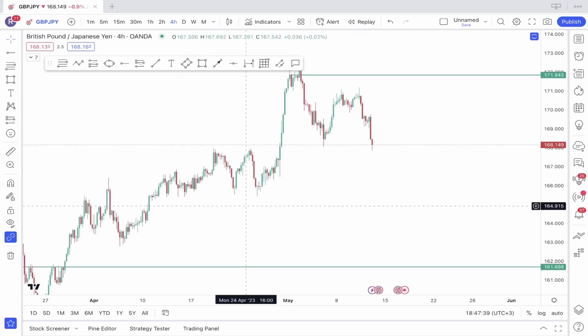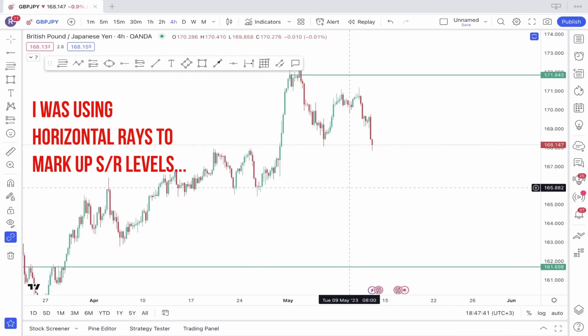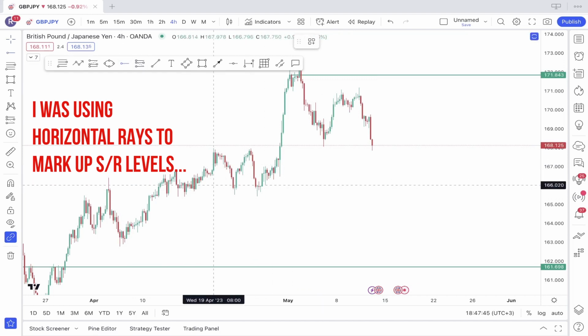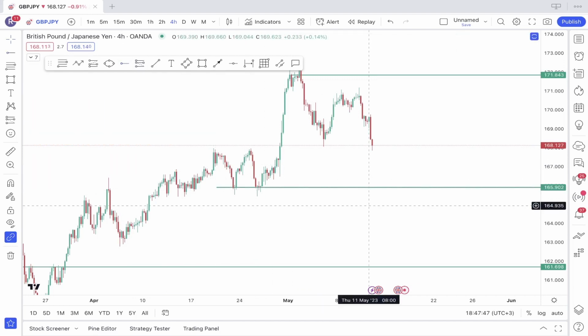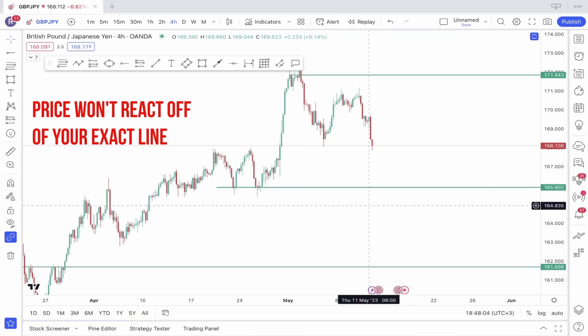And the second mistake I was doing is I was using horizontal rays or lines to mark up support and resistance. And this is a big mistake in my opinion. And it is very simple, okay? Why is this a mistake? Well, because if you're using lines to draw support and resistance levels, usually price won't really reject right on that specific line of yours, right?